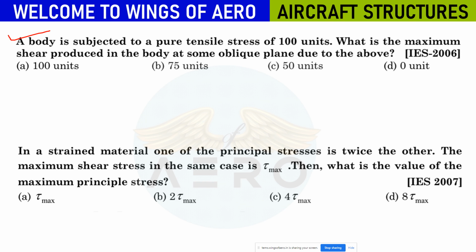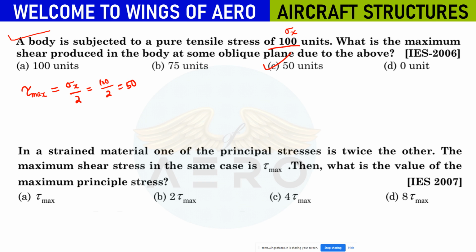That means what they have given here is sigma x, at some unit. What is the maximum shear stress? That means what is tau max in this condition? Yes, that is sigma x by 2. 100 by 2 is 50 units.